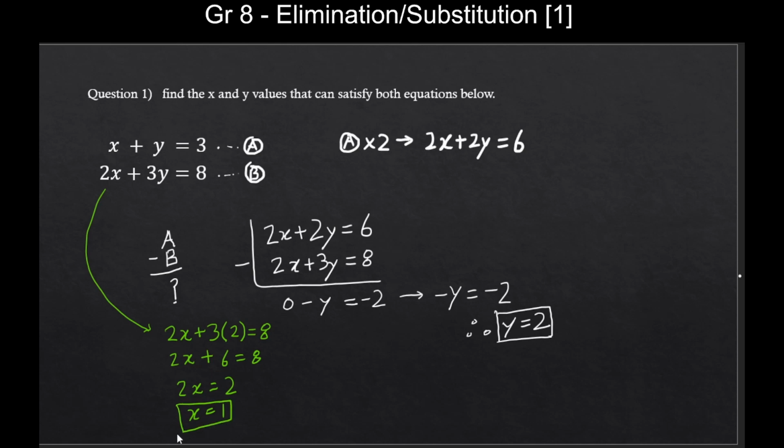This is the substitution method. So with what we found before, substitute the number into equation and find for the other one, which was x. And we found that the x value is equal to 1. You could even try to substitute into equation A. You want to try that?